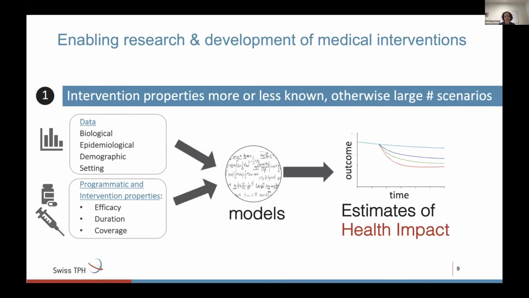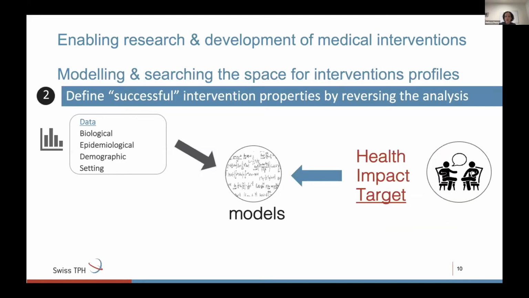So my group here at Swiss TPH, we have recently been reversing this analysis. And to support evidence to understand what the properties of a novel medical intervention needs to look like, we've placed at the center of our analysis our health goal. What are we trying to do? Are we trying to prevent mortality? Are we trying to reduce incidence? Are we trying to mitigate resurgence? So if a new coronavirus is introduced into a city, that it doesn't have exponential growth.